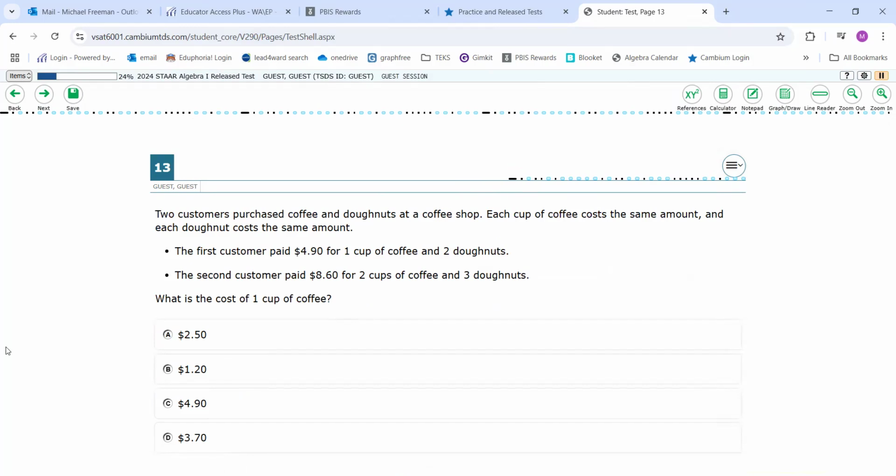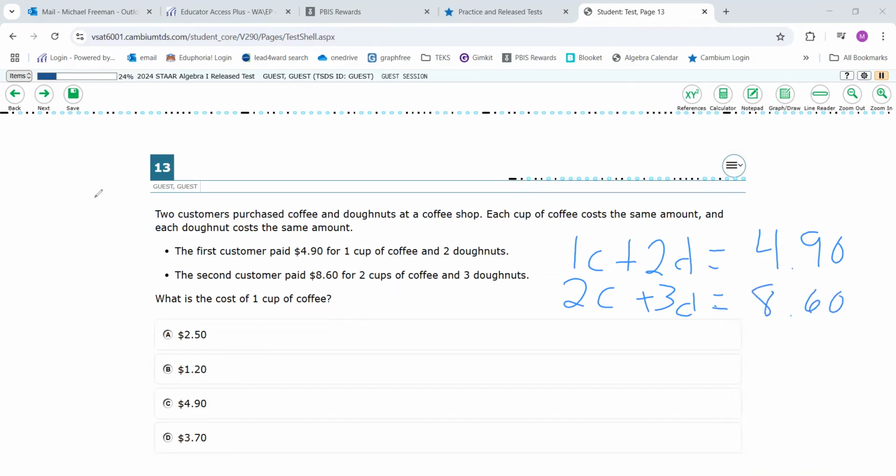All right. So this is going to be a system of equations. We got two different equations, right? Our first one is one coffee plus two donuts equals $4.90. Another one is two coffees and three donuts equals $8.60. All right. So now I want to eliminate one of my variables to solve for the other one. So remember, we can't solve for both variables at the same time. I can only either solve for coffee or solve for donuts.